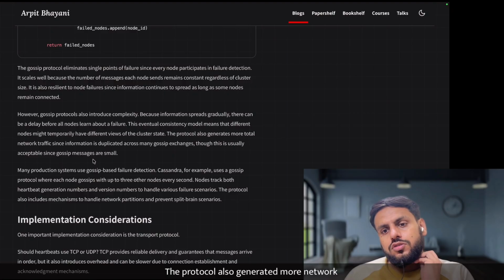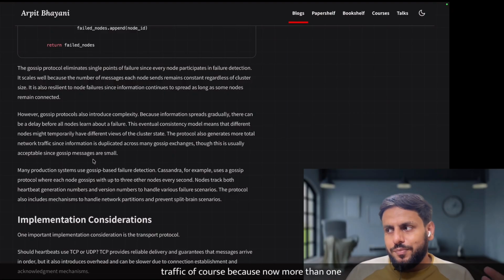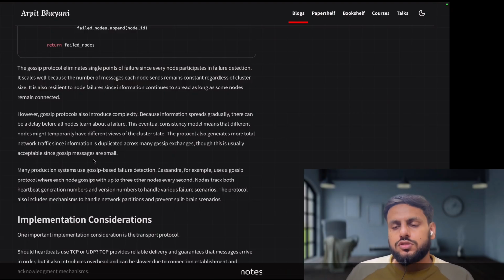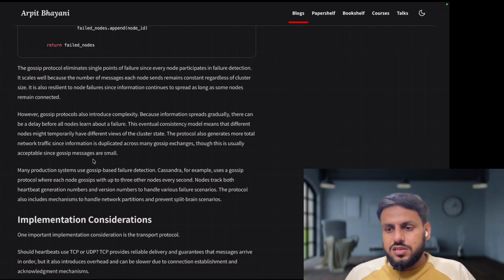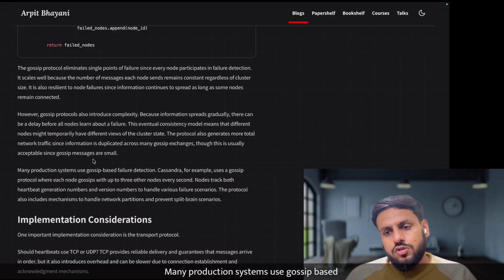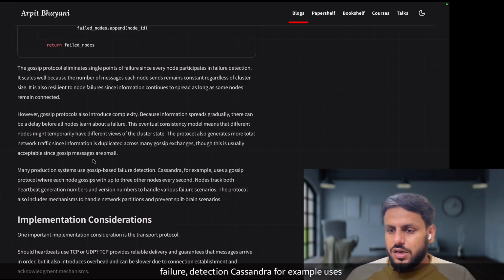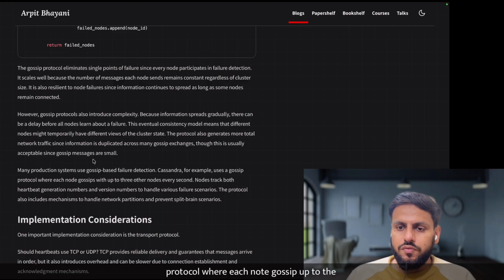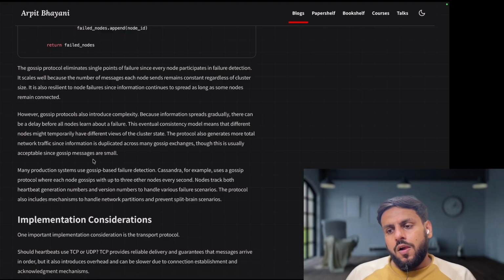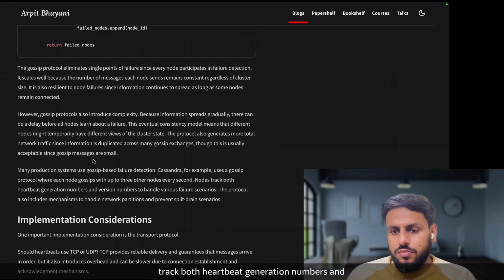So the protocol also generates more network traffic, because now many nodes are continuously pinging each other. Many production systems use gossip-based failure detection. Cassandra, for example, uses a gossip protocol where each node gossips to up to three nodes every second. Nodes track both heartbeat generation numbers and version numbers to handle various failure scenarios.